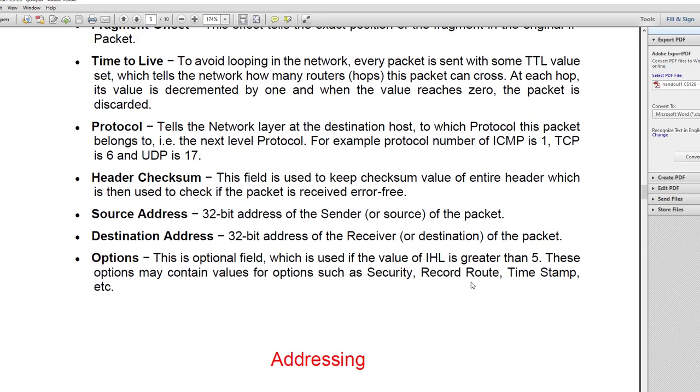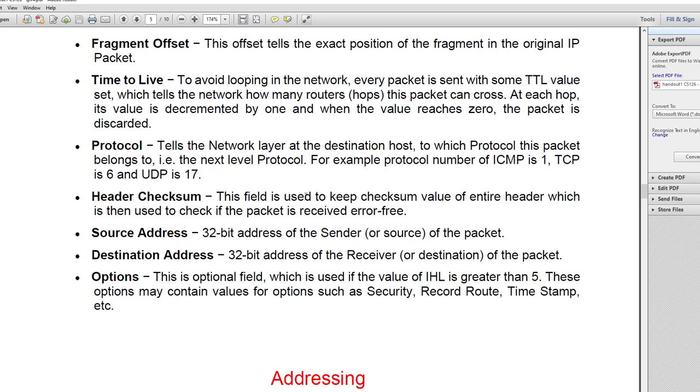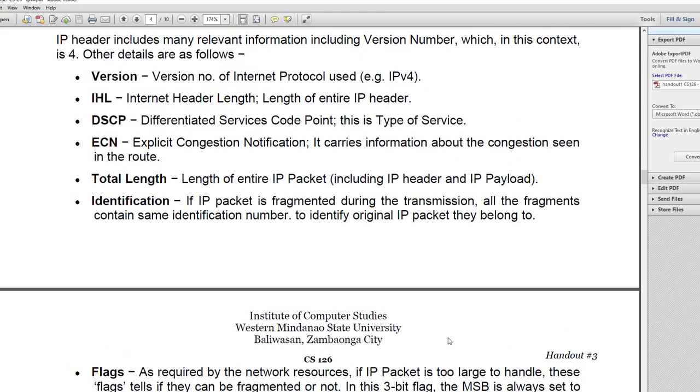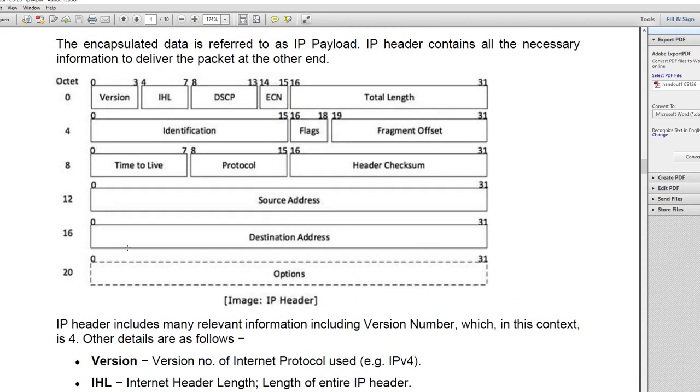Next is the header checksum. This field is used to keep the checksum value of the entire header, which is then used to check if the packet is received error-free. The source address is the 32-bit address of the sender of the packet. The destination address is the 32-bit address of the receiver. These are the IP addresses. Options is the optional field which is used if the value of IHL is greater than 5. So these are the information that goes with the packet when it is sent through the network.